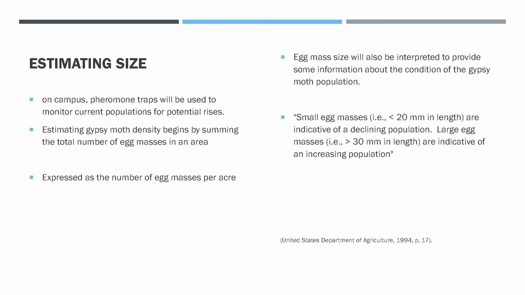Estimating gypsy moth density begins by summing the total number of egg masses in an area. That is expressed as a number of egg masses per acre. Egg mass size can also be interpreted to provide some information about the condition of the gypsy moth population. Small egg masses are indicative of a declining population, whereas large egg masses are indicative of an increasing population.